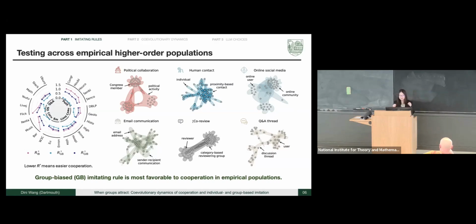So we can clearly see that the group-biased imitating rule consistently has the lowest threshold, suggesting that it is most favorable to cooperation in empirical populations.